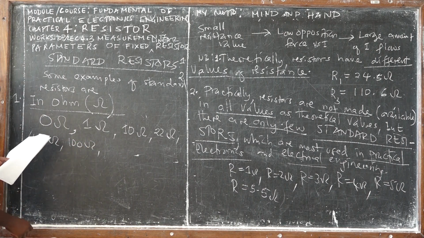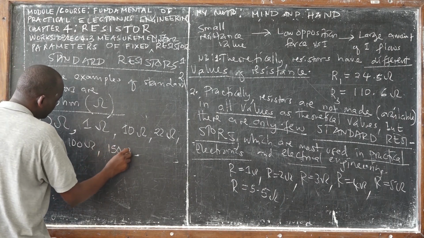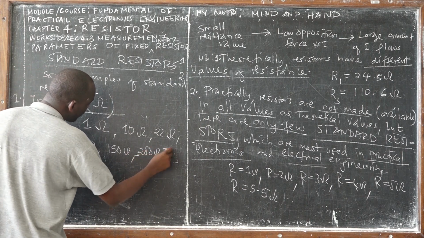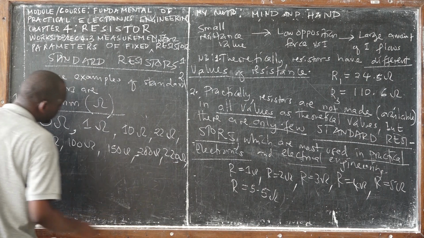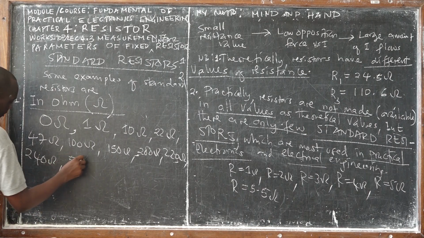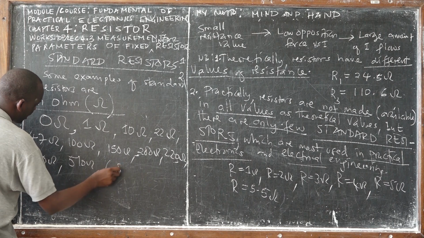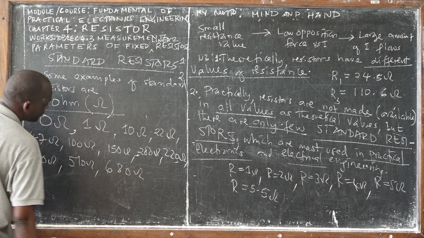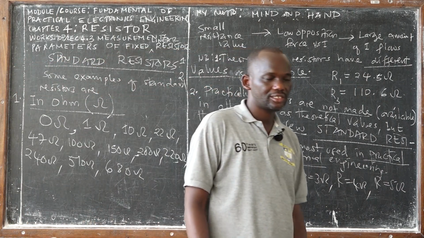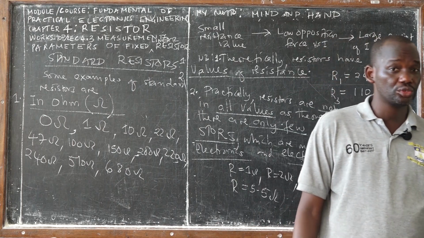We also have a standard resistor which is 150 ohm, 200 ohm, 220 ohm, 240 ohm, 510 ohm, and 680 ohm. So those are a few examples of standard resistors in ohms.